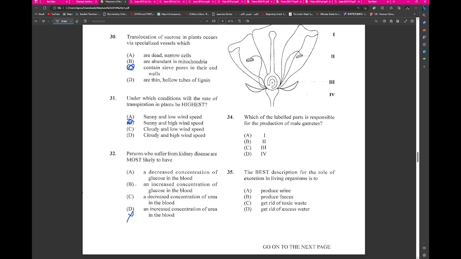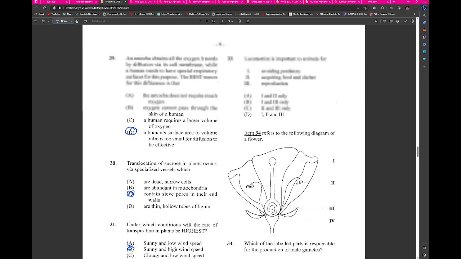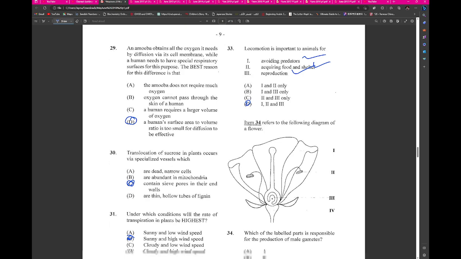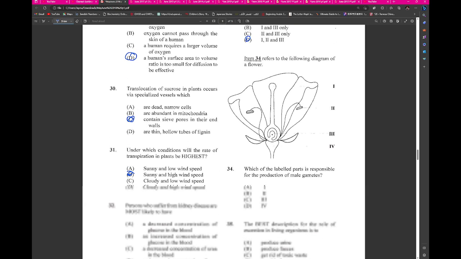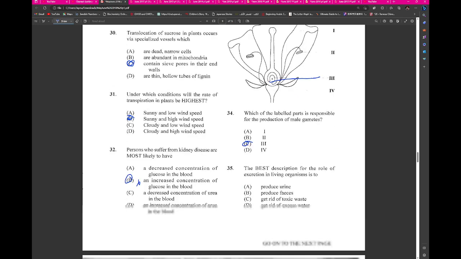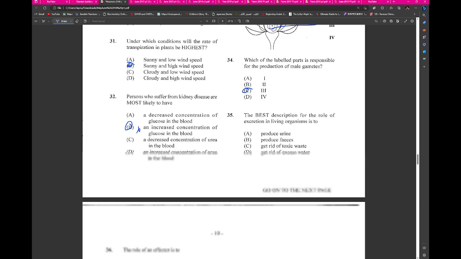It's either this or this. You're probably going to be this, right? Locomotion is important to animals for avoiding predators, acquiring food and shelter, and for reproduction, all of them. Right? Which of the following parts are responsible for the production of the gametes? It would be 3.